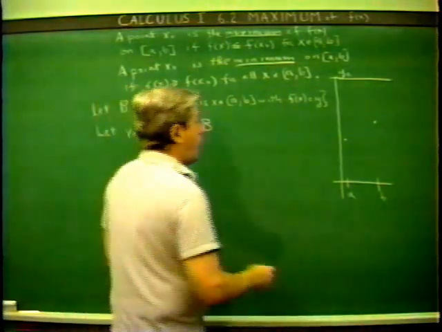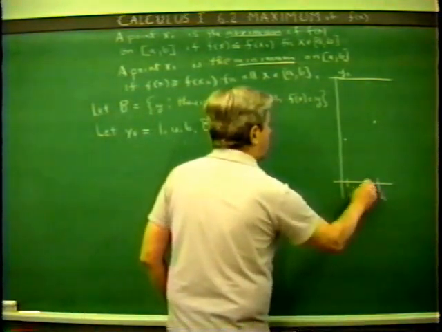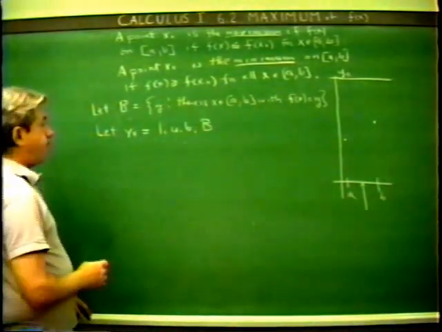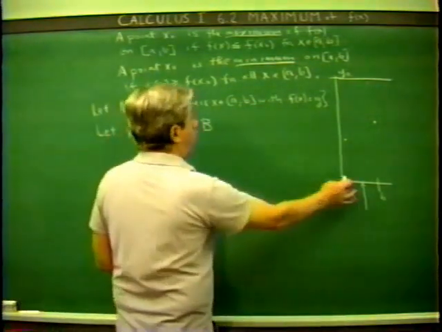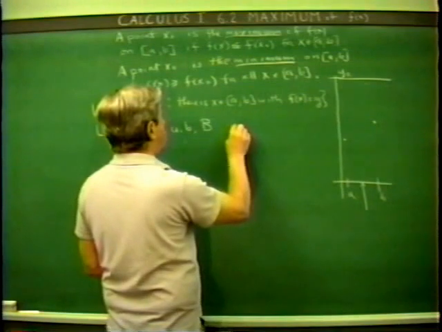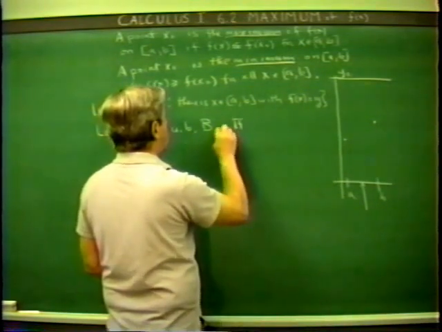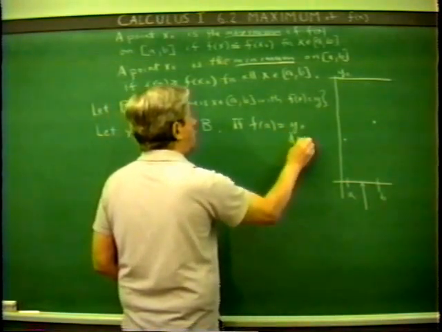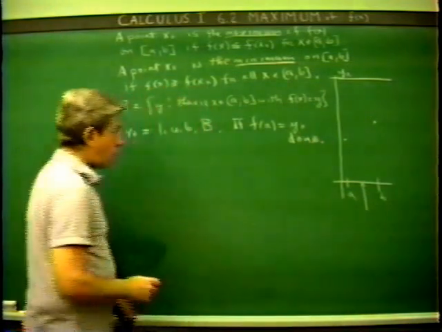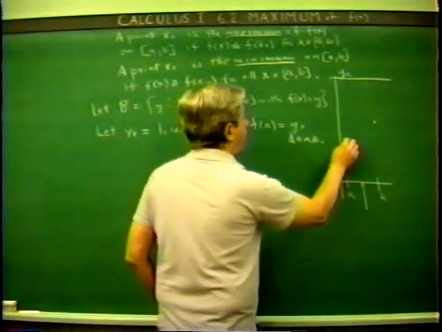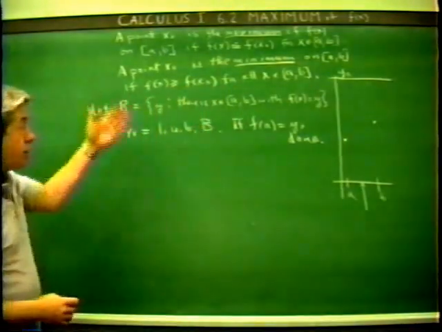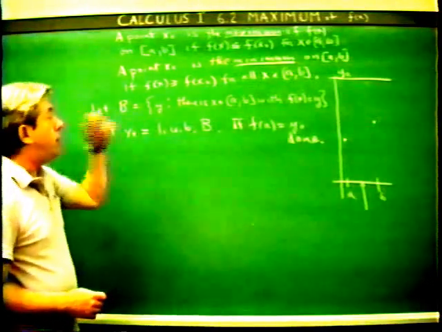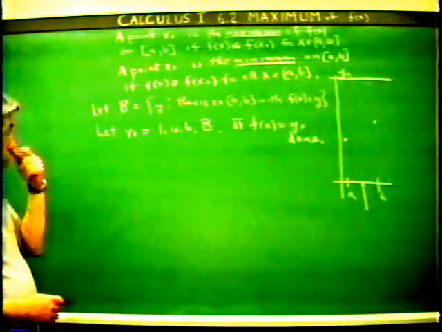Now what we want to do is show that there is a point in the interval whose value is y naught. Okay? Possibly f of A is y naught, in which case we're done. Otherwise, f of A is not y naught, and it has to be something less than y naught, because y naught is the least upper bound on the interval. It's the supremum of the values on the interval.